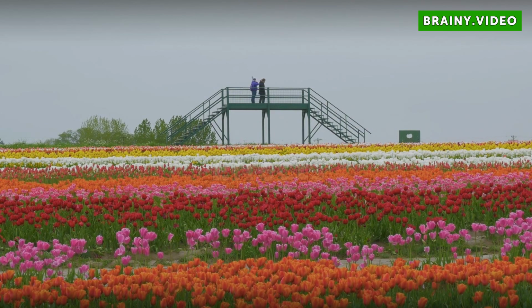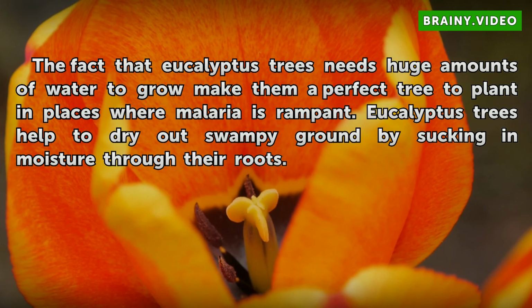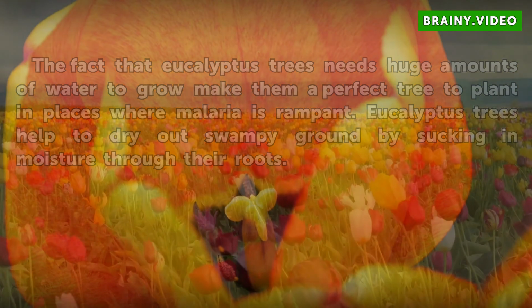Effects. The fact that eucalyptus trees need huge amounts of water to grow makes them a perfect tree to plant in places where malaria is rampant. Eucalyptus trees help to dry out swampy ground by sucking in moisture through their roots.